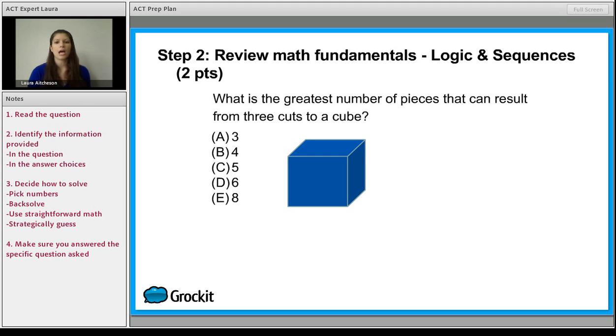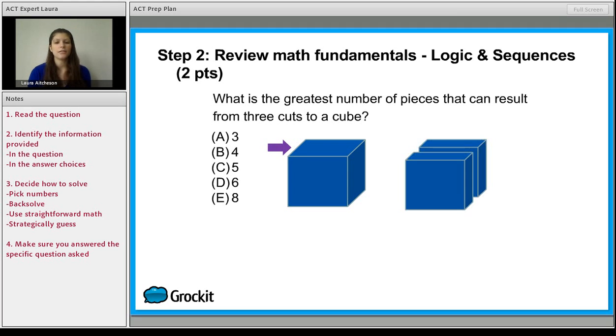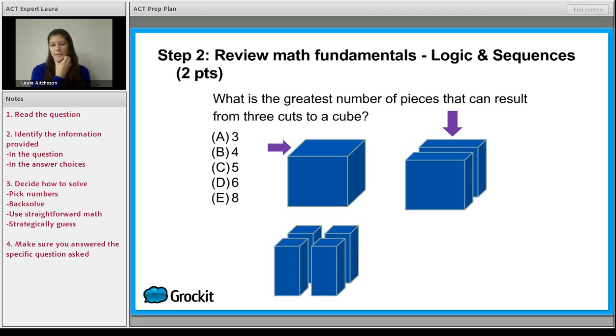So if you make 3 cuts, let's say you make it across the top first, you wind up with 2 pieces, and then you wind up with 4 pieces. At this point, you can draw a diagonal here, and you'd wind up with 6 pieces, which is answer choice D, but because it's 3-dimensional, you could actually do this instead, and you wind up with 8 pieces. There's no actual formula for this. It's just a logic question, and they ask different types of logic questions.